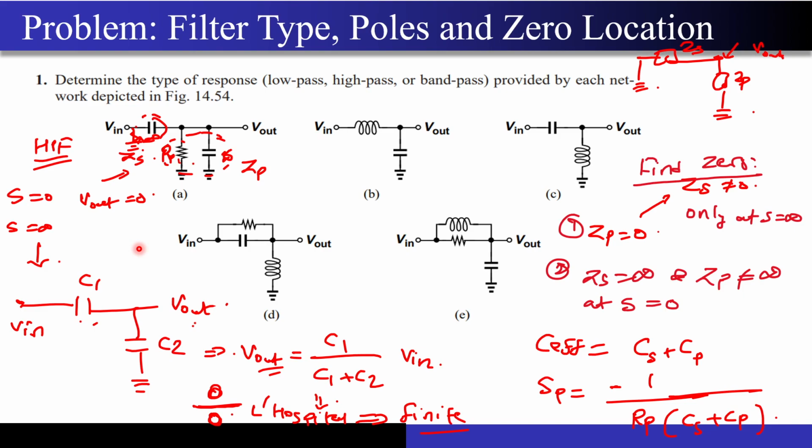So now comes the next part where we not only want to identify the filter type, but we also want to check the poles as well as the zeros, right?